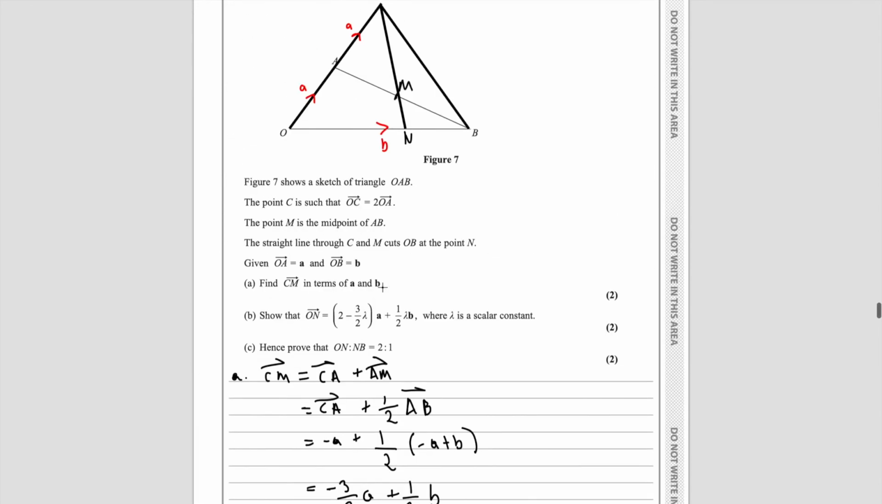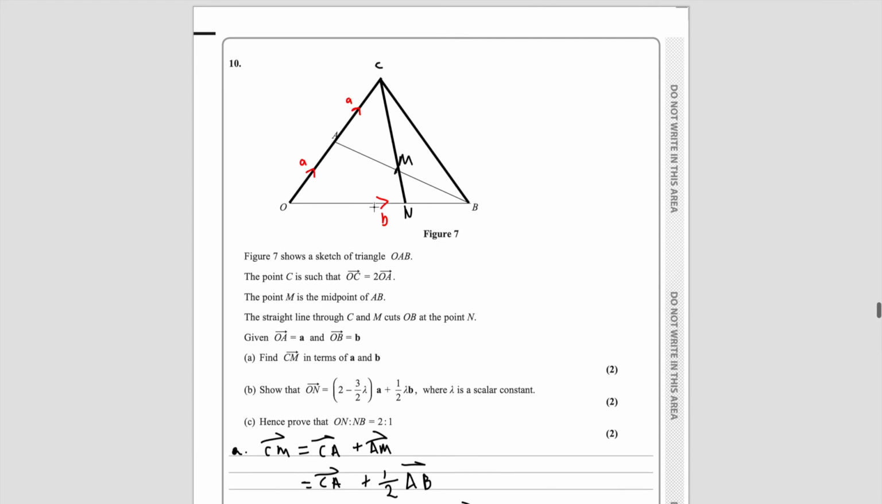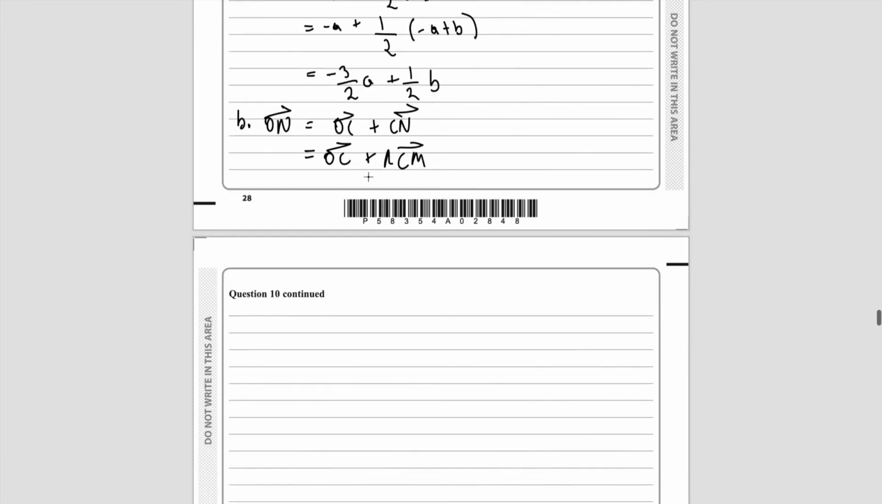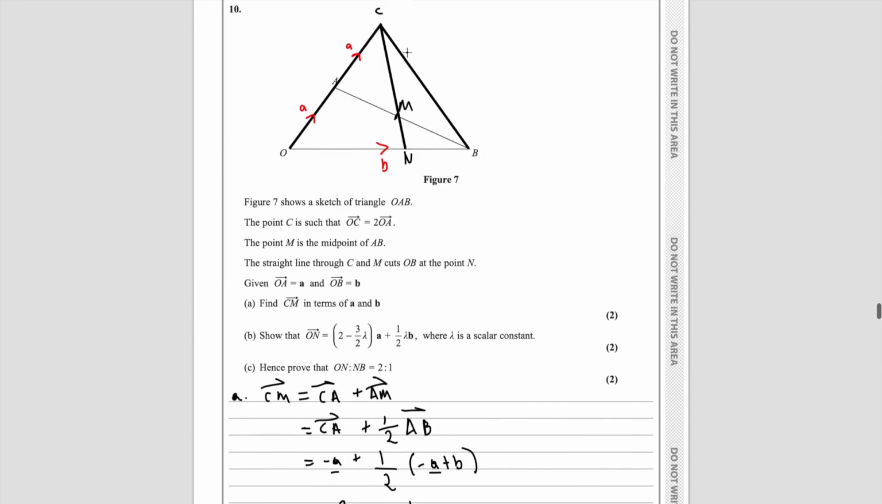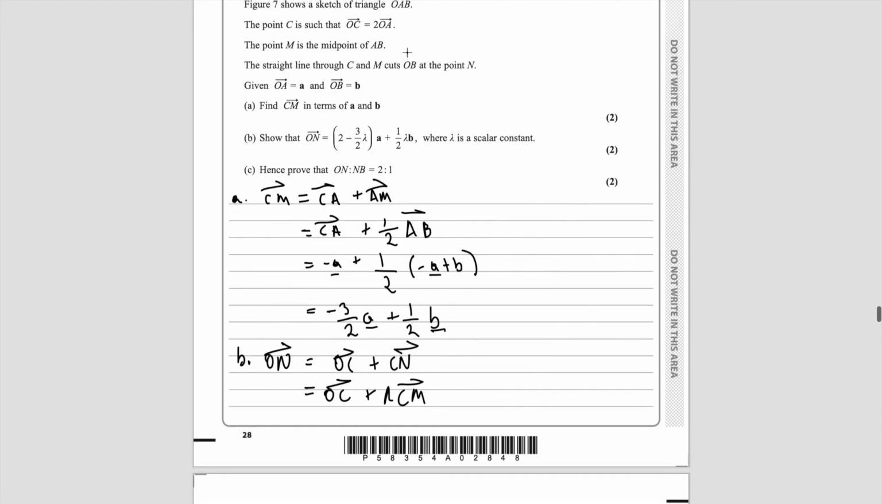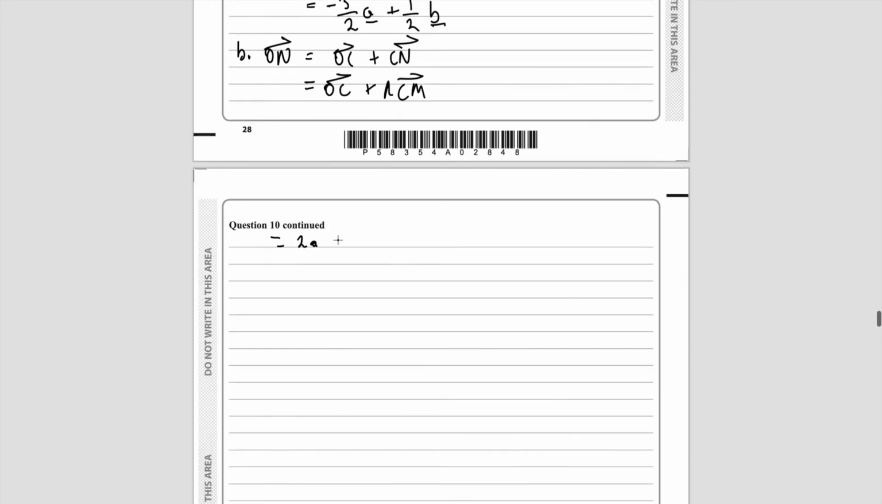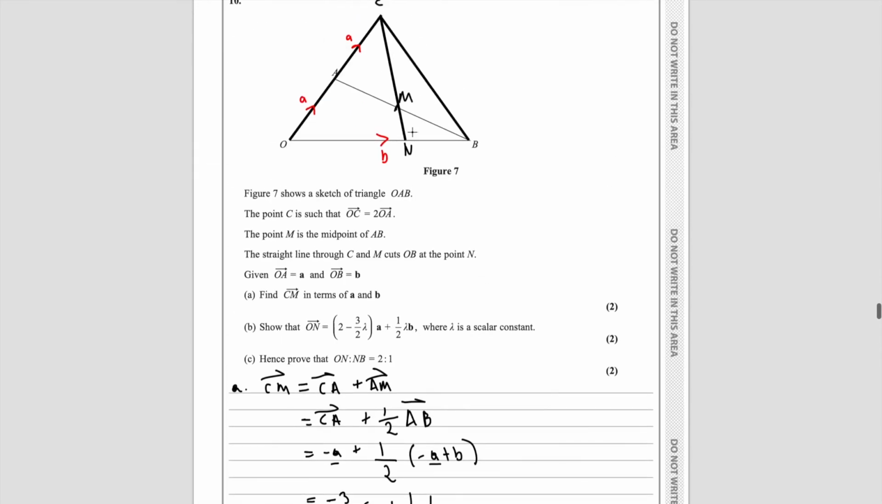Really from that we can just start using the values that we've either been given or have found out. So OC is equal to 2A. In actual practice you'll be doing lines underneath each of these. So we'd have 2A, and then CM itself is something that we've already calculated, with lambda applied. We're applying that scalar constant to it because CN is slightly longer than CM itself.